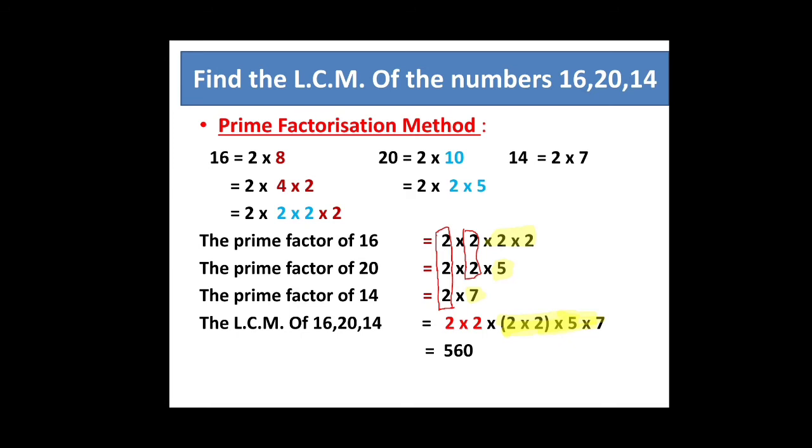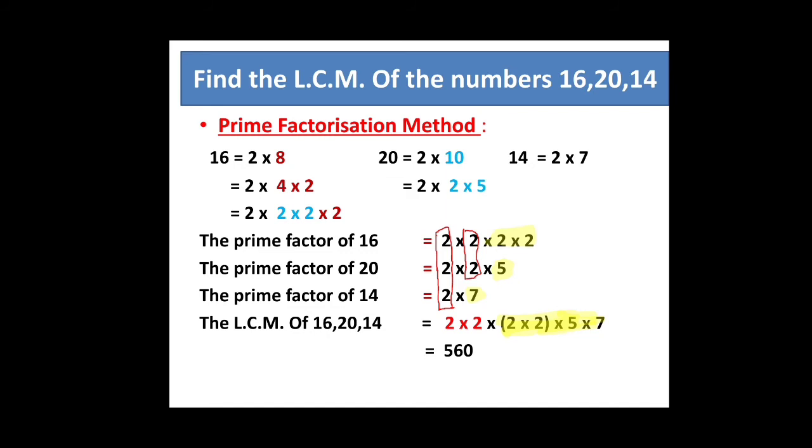And there is no other common number in 3. So what we have to do? Then go for the next number which is common in two numbers. So here 2 is common in both the numbers 16 and 20. So we have written it down. And next the remaining numbers. What are the leftover numbers here? 2 into 2 into 5 into 7.